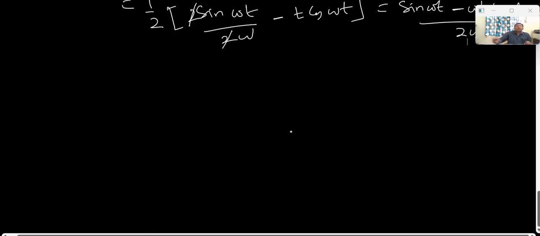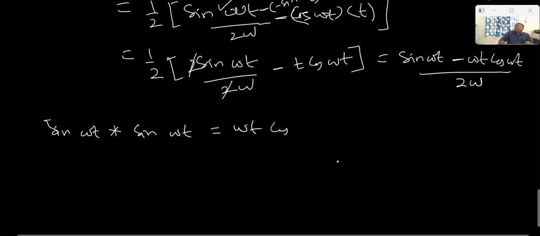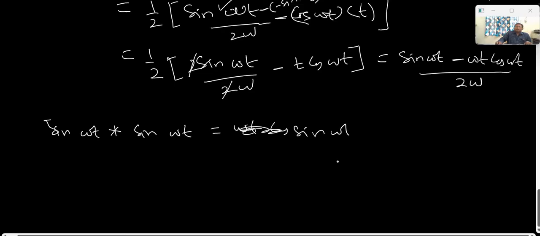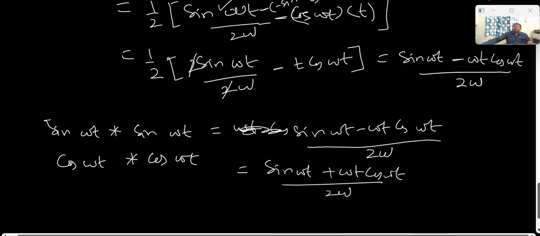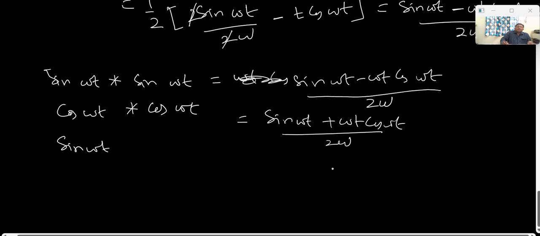Thus we get sine omega t convolution sine omega t is sine omega t minus omega t cos omega t, divided by 2 omega, right? Likewise, if I ask you what is cos omega t convolution cos omega t, it will be sine omega t plus omega t cos omega t divided by 2 omega. Likewise, if I ask you what is sine omega t convolution cos omega t, it will be t sine omega t divided by 2.